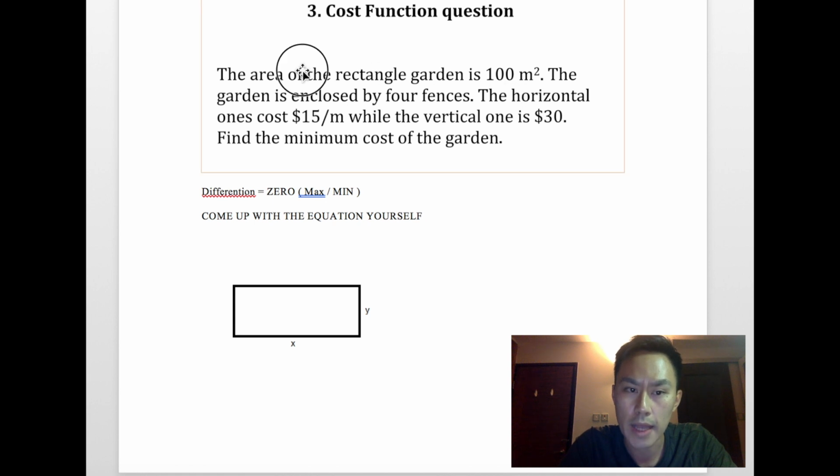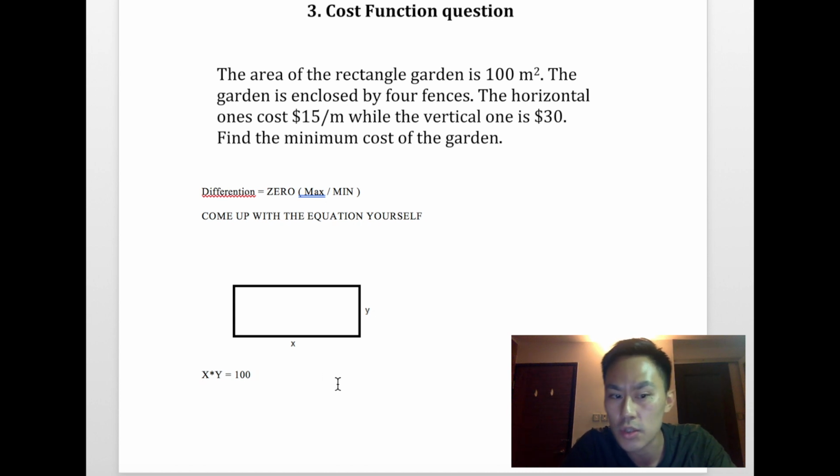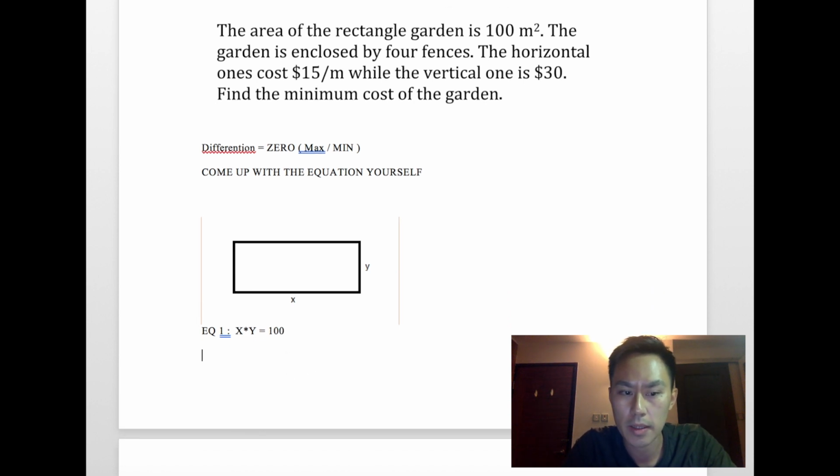So we know that the area is 100 meters squared. So how do you calculate the area? x times y equals 100, right? Whenever we have 2 unknowns, we need 2 equations to solve for x and y, a simultaneous equation, right? So we have equation 1 right here, and then how about equation 2?